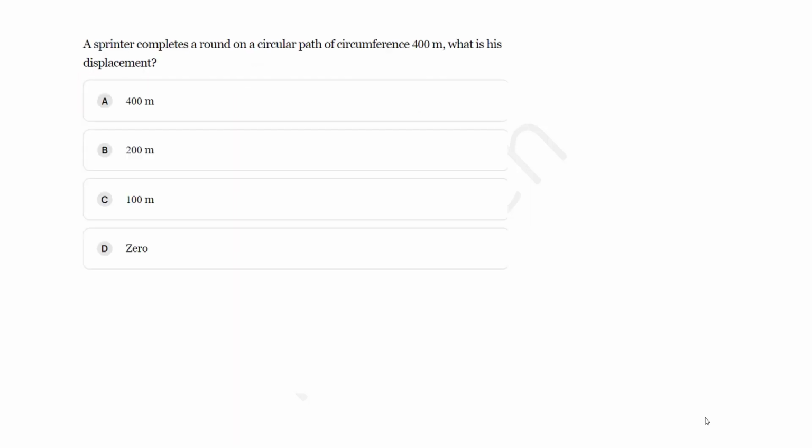vector quantity. Now, I am expecting a question based on displacement this year. For example, this is one question. A sprinter completes a round on a circular path of circumference 400 meter. What is his displacement? Means a person is completing one circular path of circumference 400 meters. That means going through the circle, he has come back to his original position. So what will be the displacement? He will have traveled a certain distance, but displacement will, of course, be 0 because the initial and final positions of that person are the same.